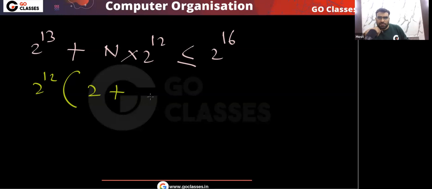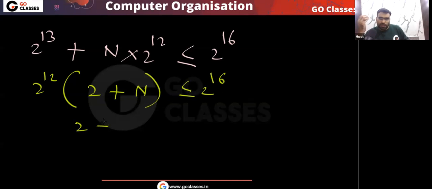Here you have 2 power 13 plus n multiplied by 2 power 12, that is less than equal to 2 power 16. Okay, so what you can do, you can take 2 power 12 common. You can take 2 power 12 out. Okay, so what you will get? You will get 2 plus n, that is less than equal to 2 power 16.